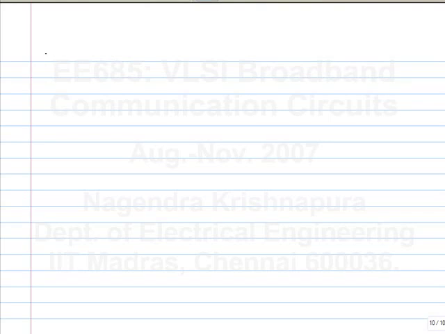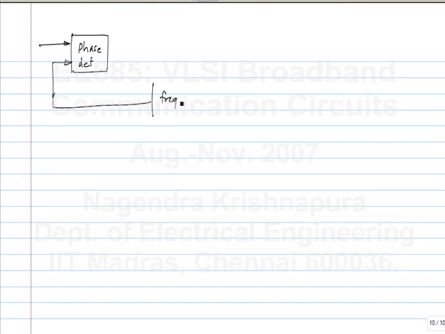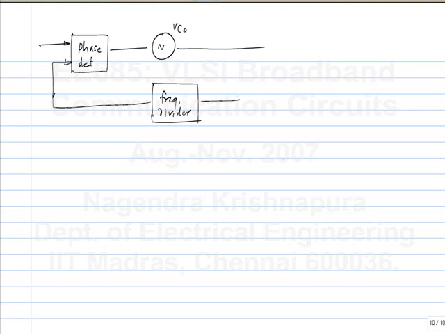The system that we have has a phase detector and a frequency divider, and the output of the phase detector drives the VCO. Okay, so the input is really a voltage, and all the signals are voltages, but we detect the phase of the input voltage and the phase of the feedback voltage, and subtract them to obtain the control voltage.